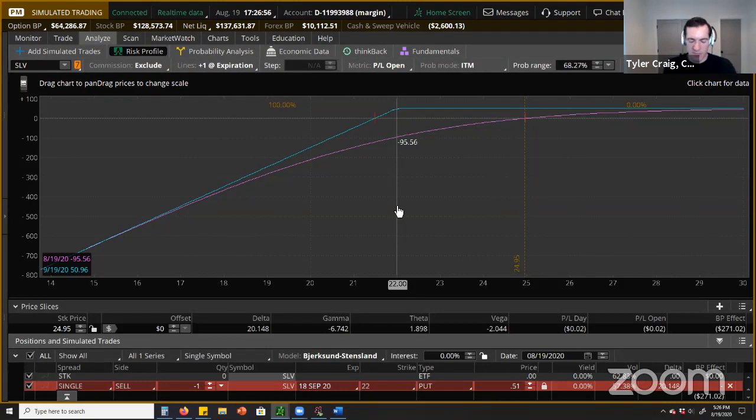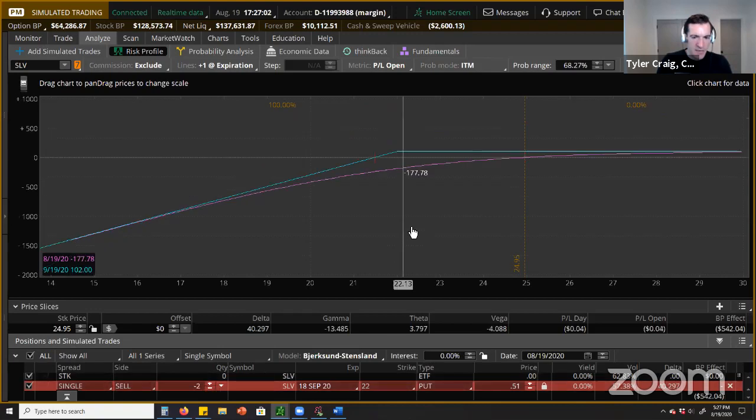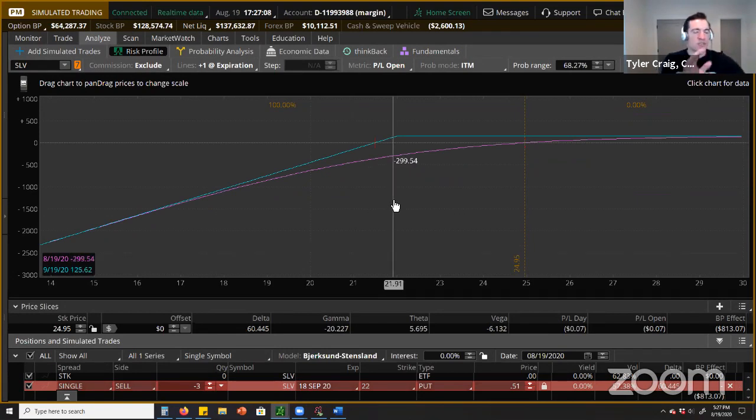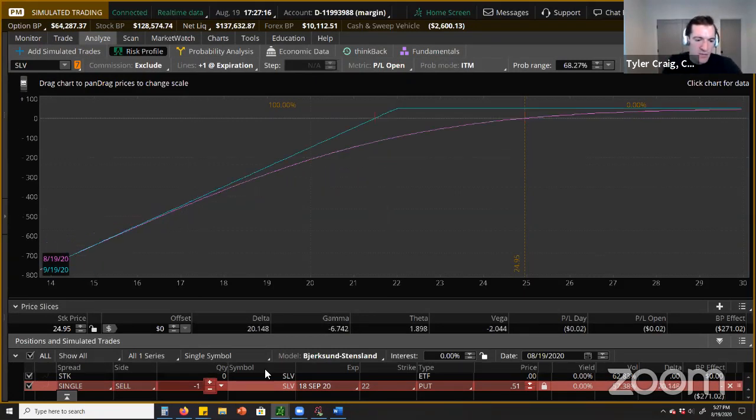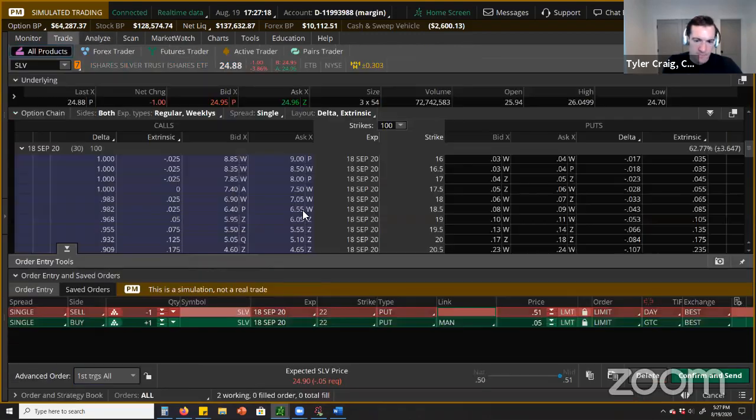So if I only want to risk $100 in this trade, I would sell one contract. If I wanted to risk $200, I could sell two contracts. Okay, $300, I could sell three. You get the gist. So you would sell one contract for every $100 you're willing to risk. In this case, I'm just going to go with one to keep it simple.